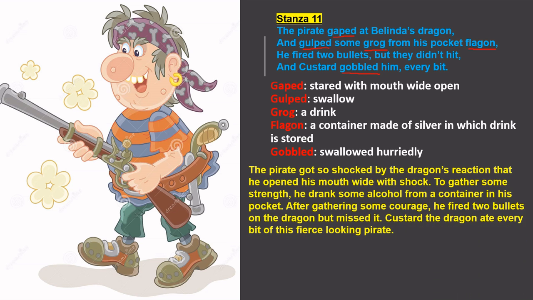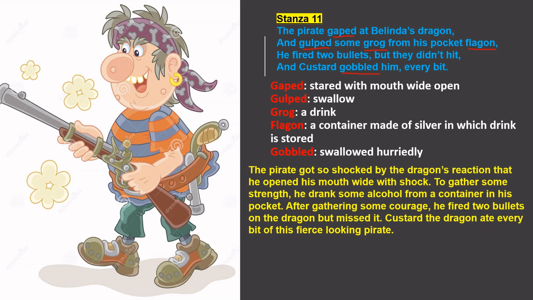Now what we find here in this stanza, the pirate got so shocked by the dragon's reaction that he opened his mouth wide with shock. So he was now totally shocked. To gather some strength, he drank some alcohol from a container in his pocket. So he had kept a small alcohol bottle in his pocket. Immediately he took out that container and drank some alcohol from there. After gathering some courage, he fired two bullets at the dragon.